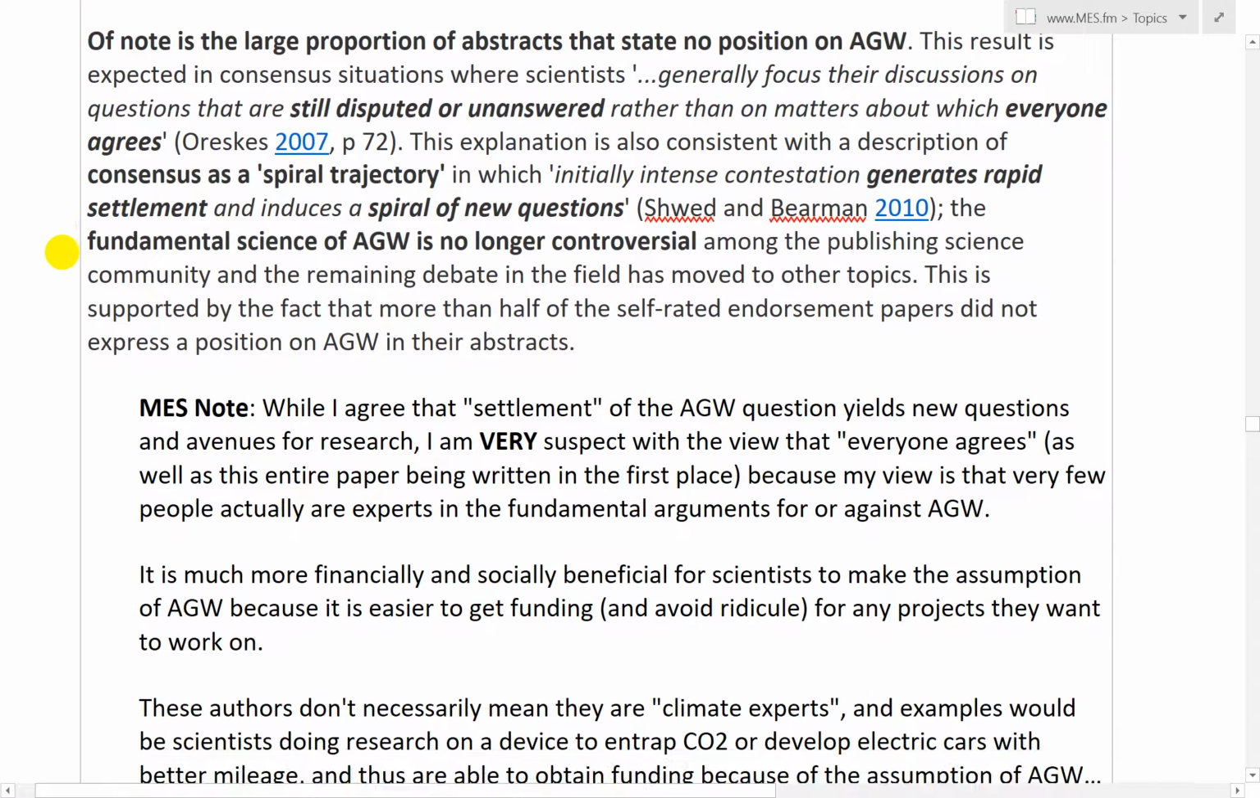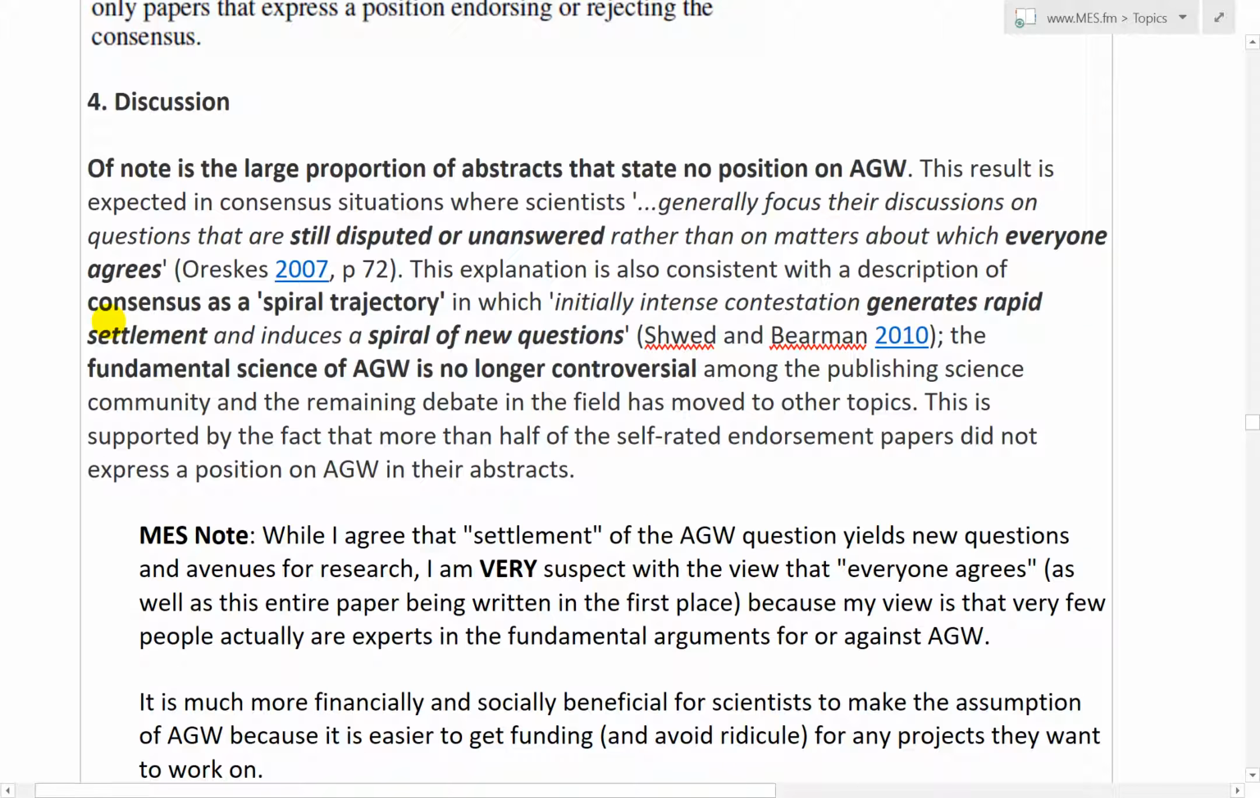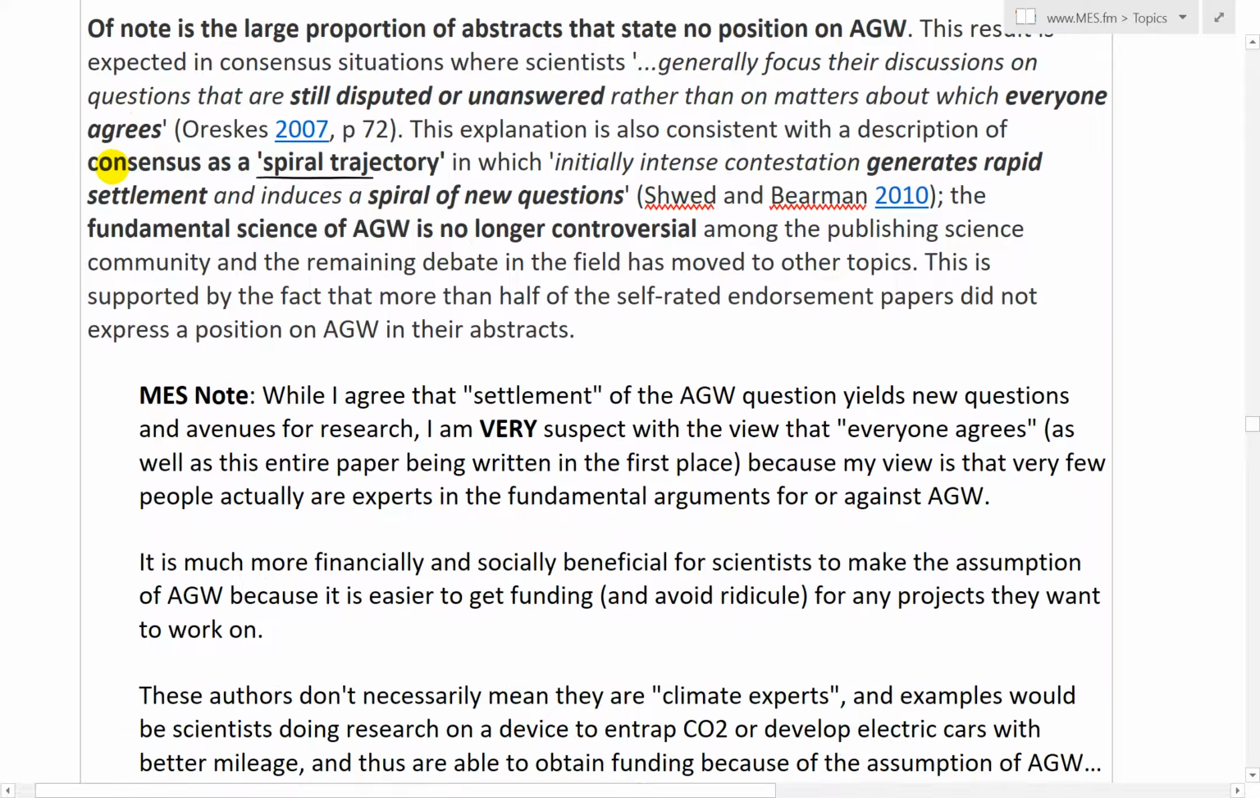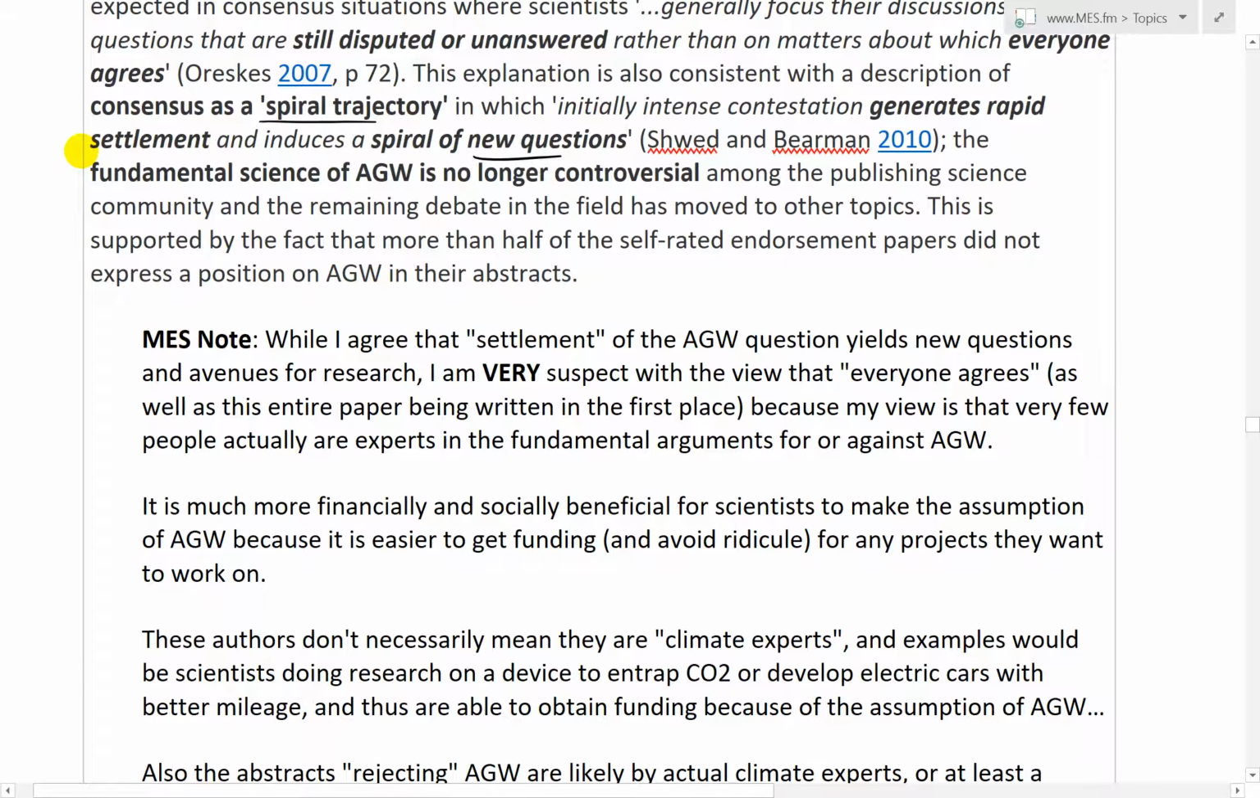So again, my view is that, just assume for funding, this paper's view is, oh, because it's settled. That's their view. So this explanation is also consistent with a description of a consensus as a spiral trajectory in which initial intense contestation generates rapid settlement and induces a spiral of new questions. Again, assume it, and then you can do new questions such as how do we limit it?